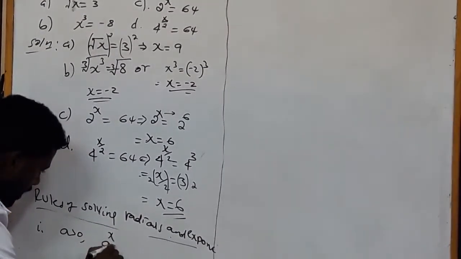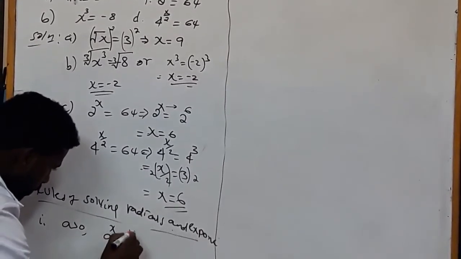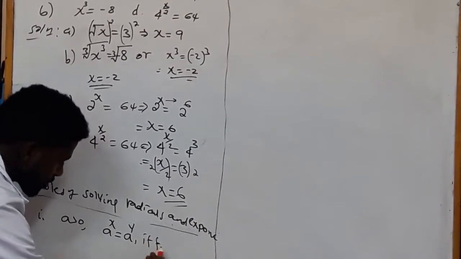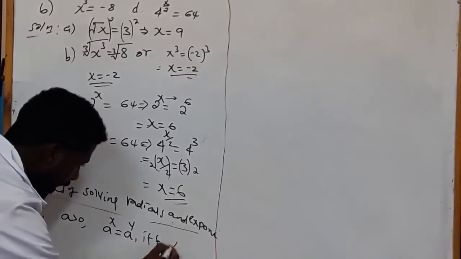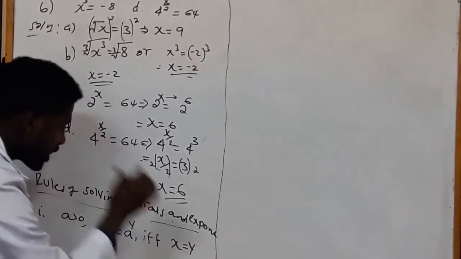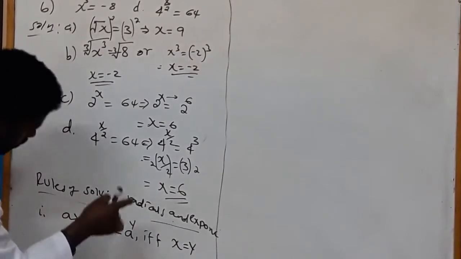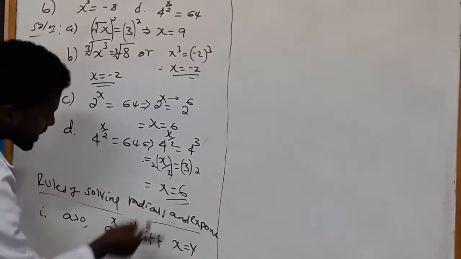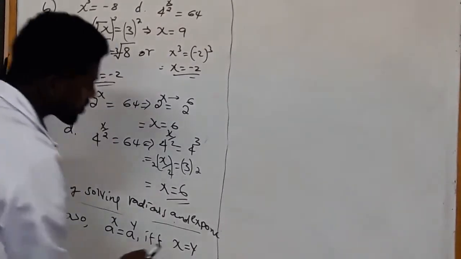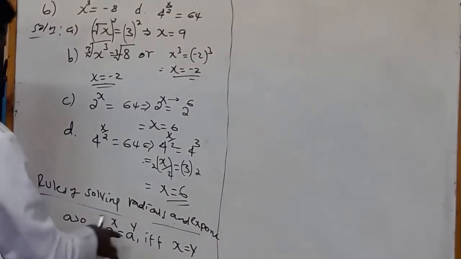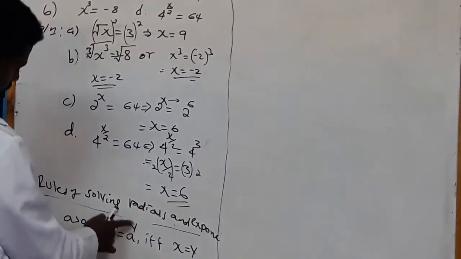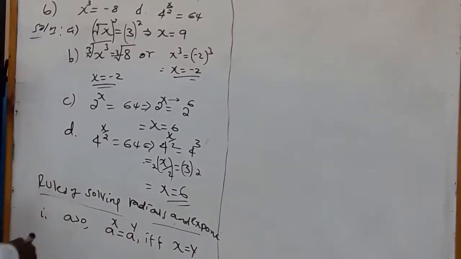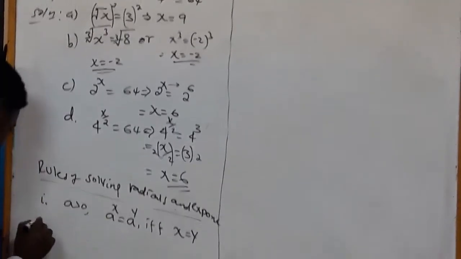a to the power of x is equal to a to the power of y if and only if x is equal to y. If the bases are the same and the values are equivalent, then x and y should be what? Equivalent. Otherwise, if a to the power of 3 is equal to a to the power of 4, they are completely different, which is out of the rule of mathematics.